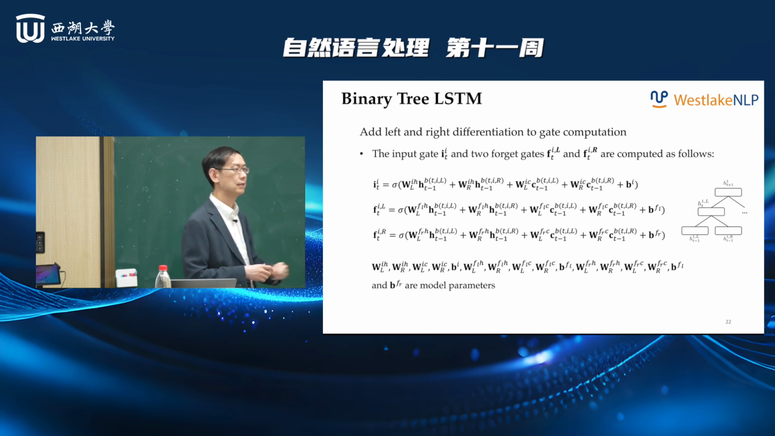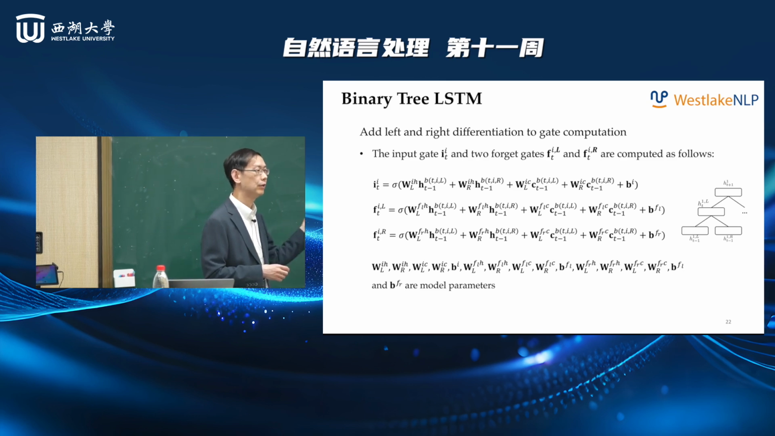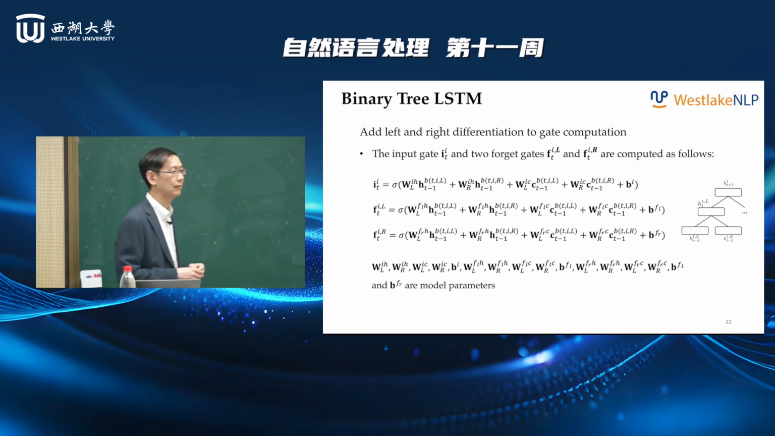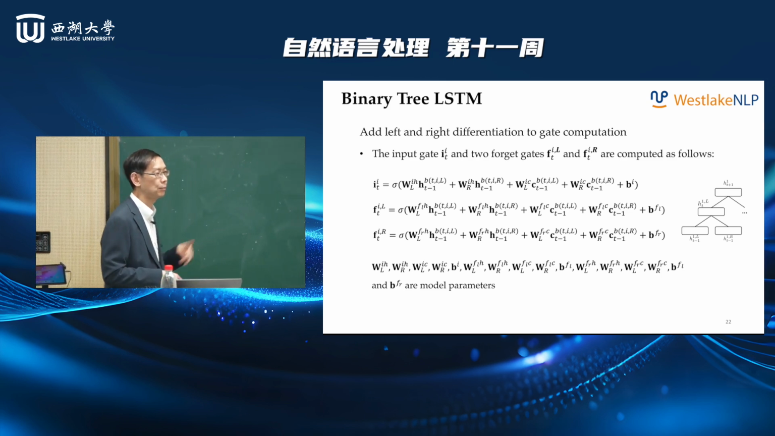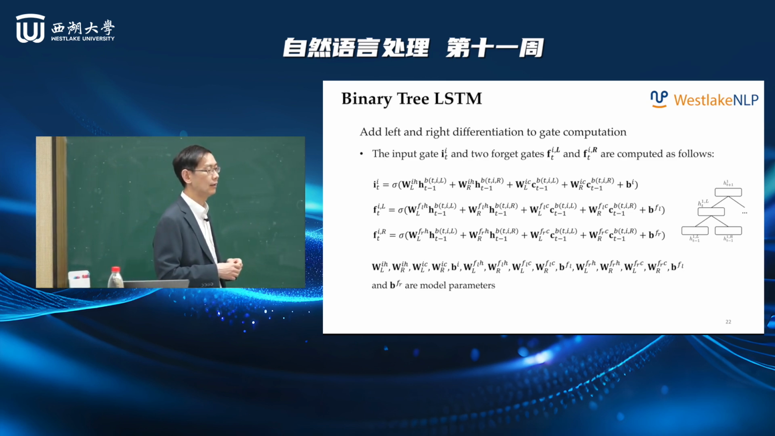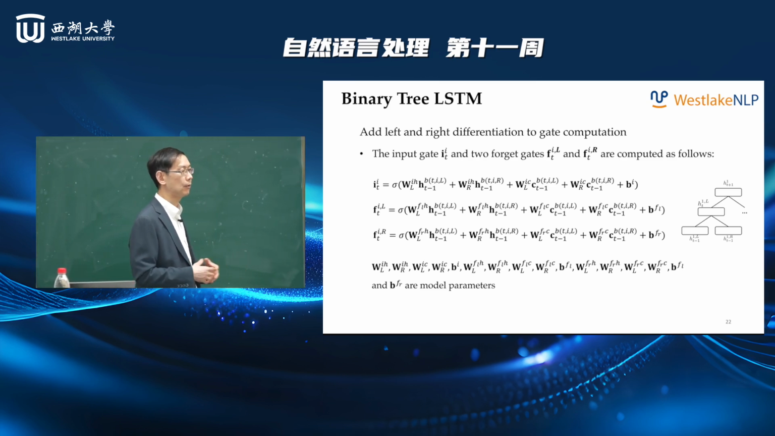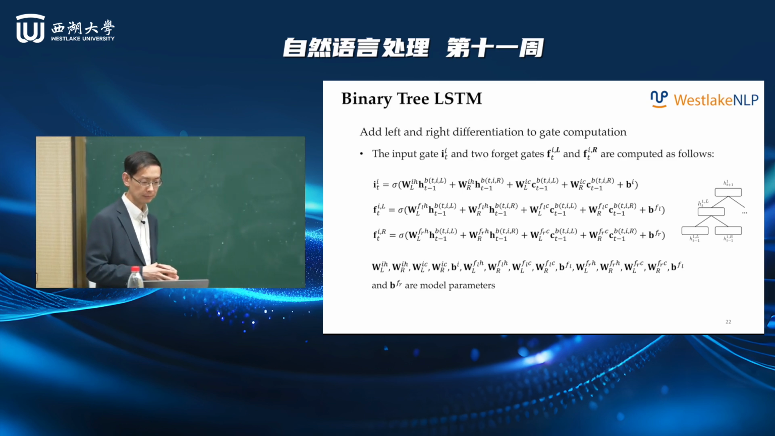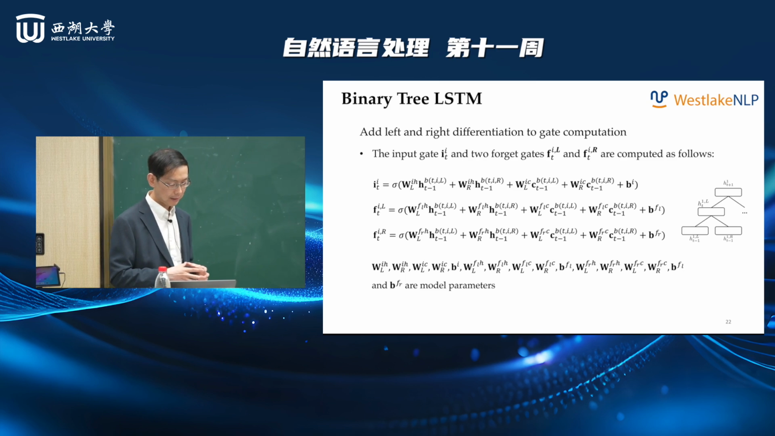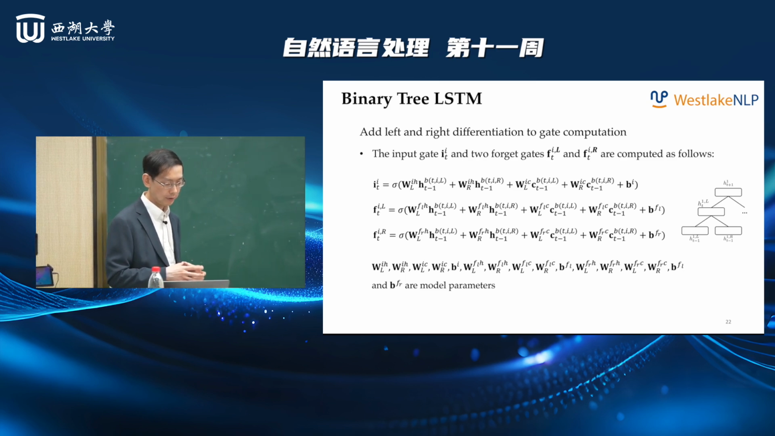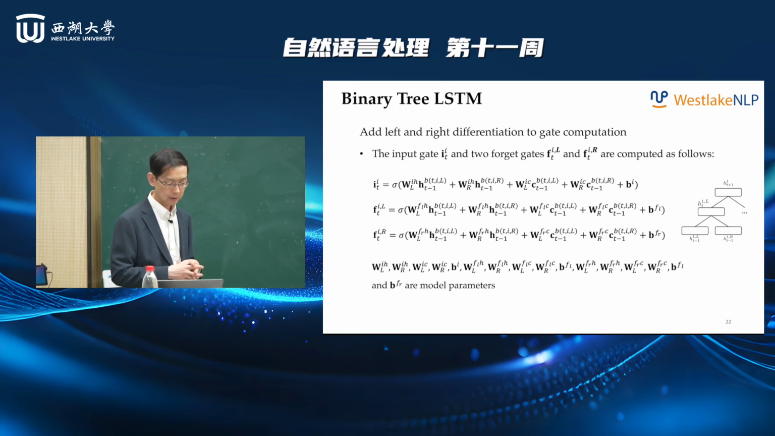You can remove the cell states, leaving only 3 terms in the input gate. It's also okay. But if you put the cell states here, you added the peephole connection. And similarly, for the forget gate, for the left child, I also put the left child hidden state in, the right child hidden state in, the left child cell state in, and the right child cell state in.